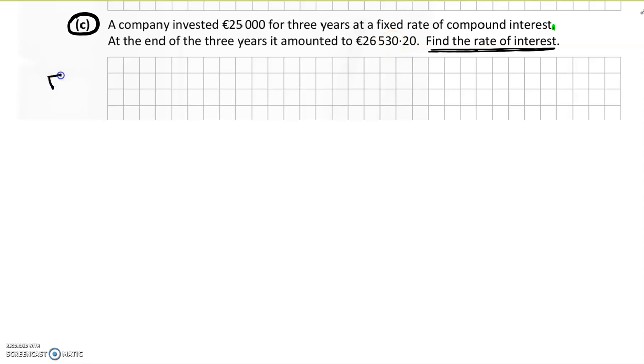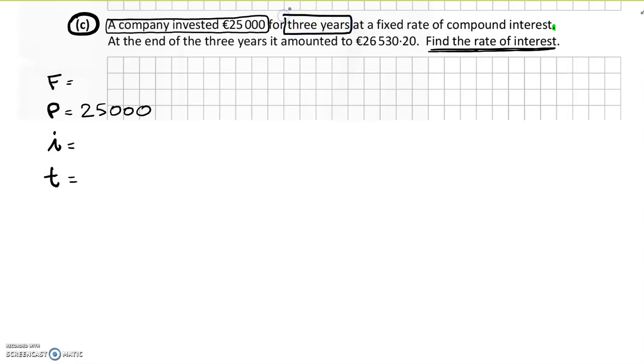Right, so do we have F? Do we have P? Do we have the interest rate? And do we have the term or the time of this? So let's take a look at this question. A company invested 25,000. So remember, that was the original investment. That is the principal, the starting point. For 3 years. So that's obviously going to be the time involved. At a fixed rate of compound interest.